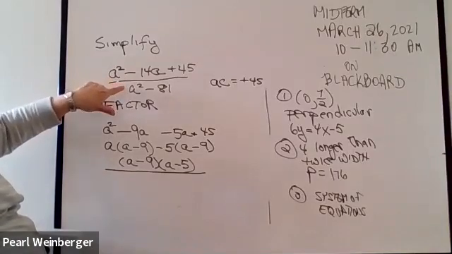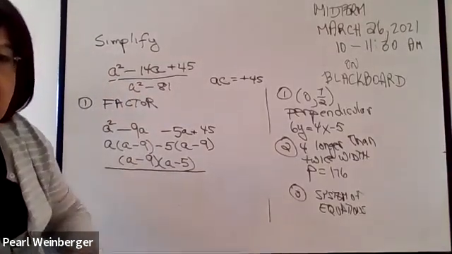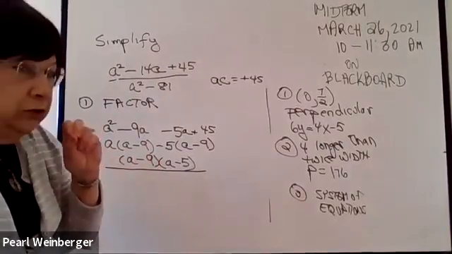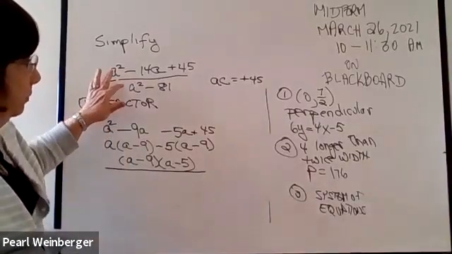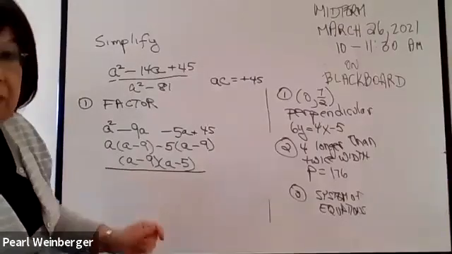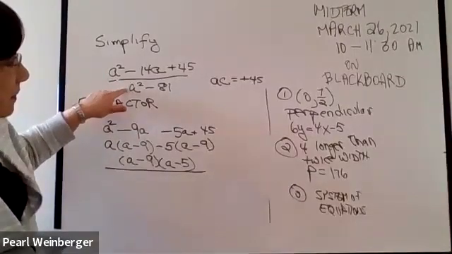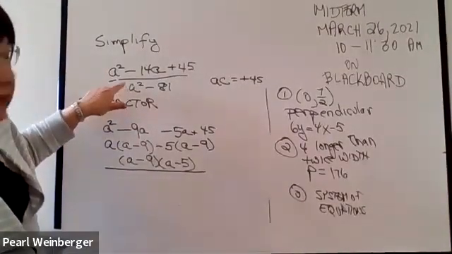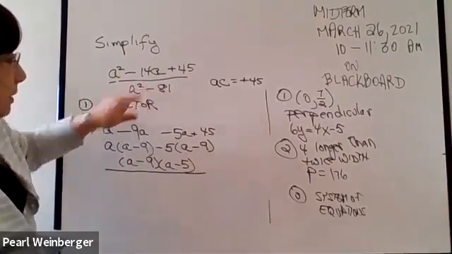The denominator is a squared minus 81, which is just two terms. It's not a trinomial, so I don't have to use the AC method on it. I look first, is there a common factor? And there isn't, because this is just a's and this is just 9. There's no common factor, but how do we factor something like this? Do you remember we call this the difference of squares?